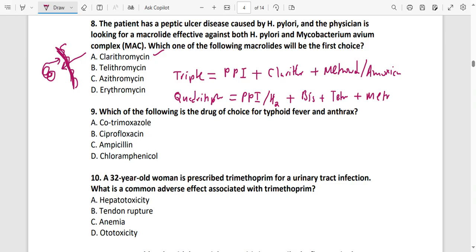Which of the following is a drug of choice for typhoid fever and anthrax? Cotrimoxazole, ciprofloxacin, ampicillin, chloramphenicol. Anyone to help with this one? Typhoid fever. Anyone that knows the cause of typhoid fever? Yes, Salmonella typhi.